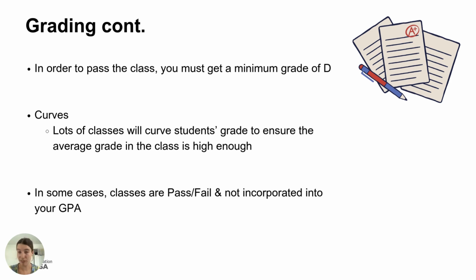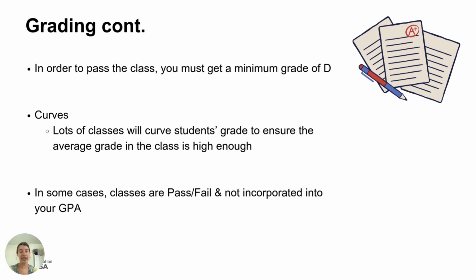Say I got a 72, but the class average was a 65. My 72, which would usually be a C, would become maybe an A minus because he's curving that average grade up. And then some entire classes might be curved at the end of the semester. So don't count on these curves, but just know that they exist. So if you get a really bad grade, it might not be the end of the world.